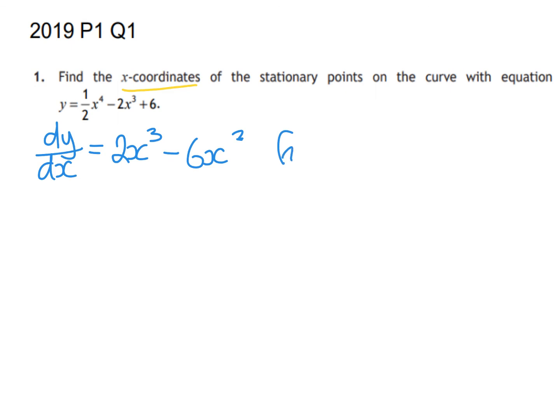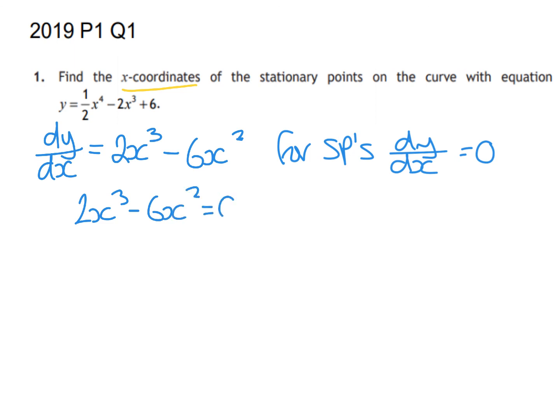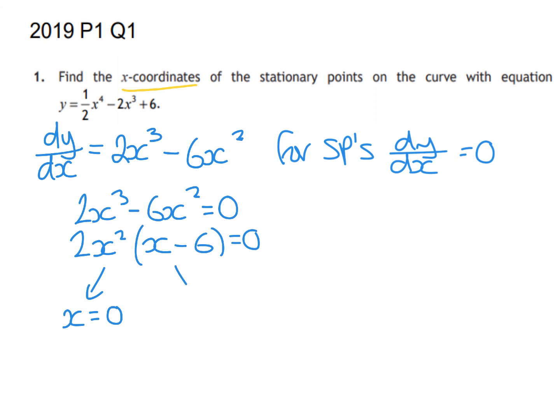Now, for stationary values this time, we're going to set dy by dx equal to 0. So no f dash of x's in this one. So we then do 2x cubed minus 6x squared equals 0. That gives you a common factor of 2x squared. Remember, you take out the highest power possible, leaving you with x minus 6. Well, if 2x squared is 0, then x must be 0. And this one gives you x equals 6. And remember, we know a coordinate is 0, something and 6, something.